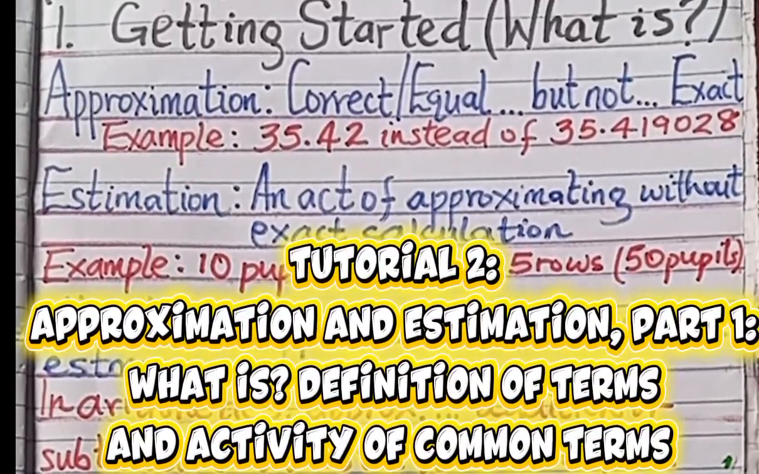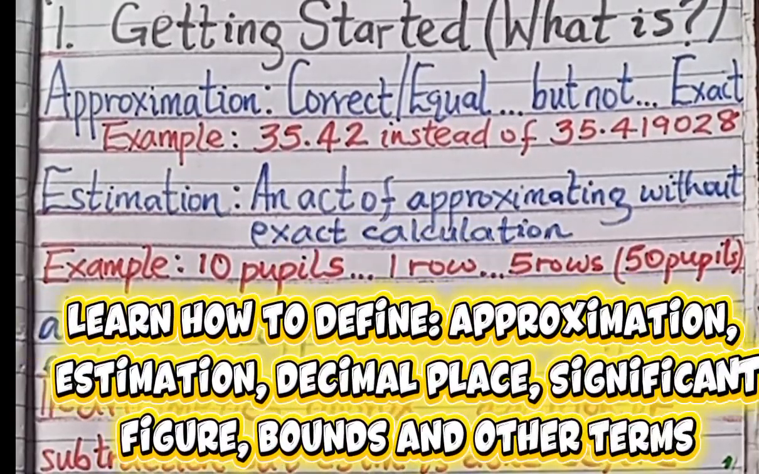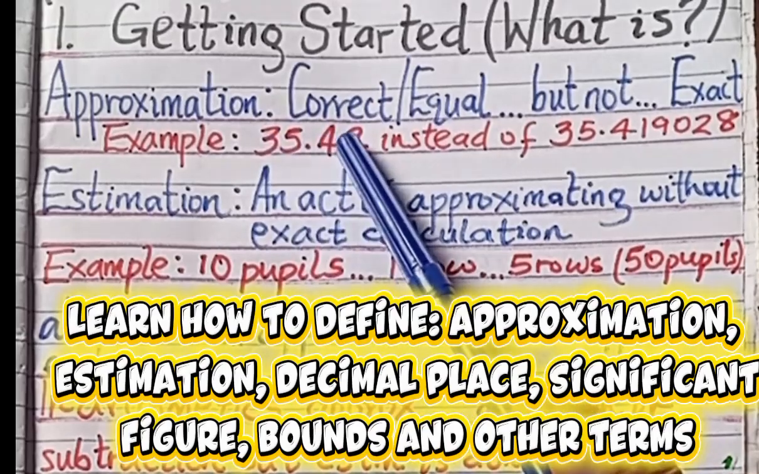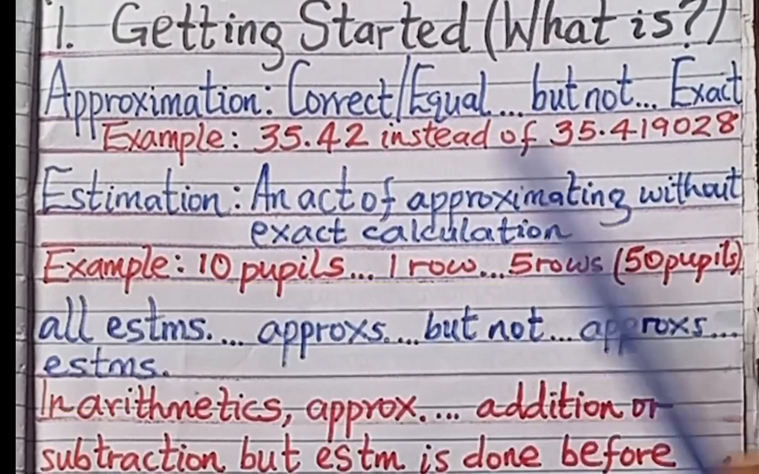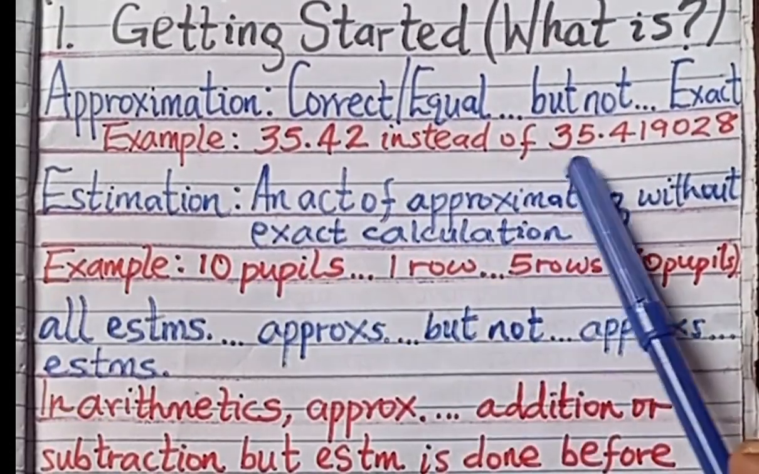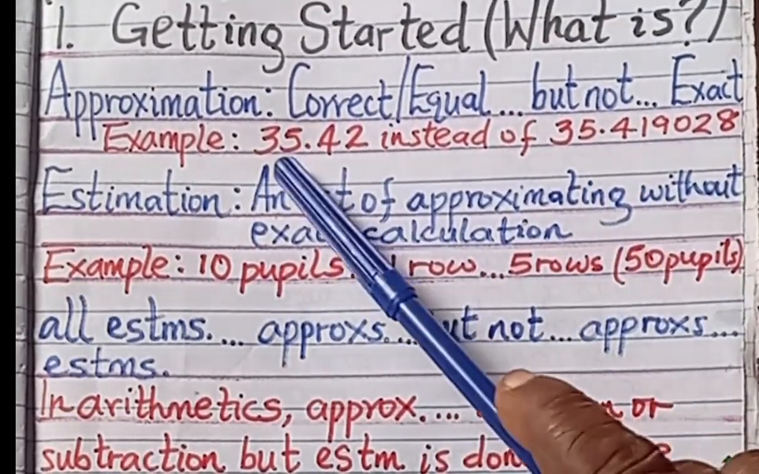Diving into our calculator or AI-free mental math skills: approximation and estimation. Getting started. We define approximation as writing the correct or equal value of something but not the exact value of a number. For example, we can estimate 35.419028 as 35.42.